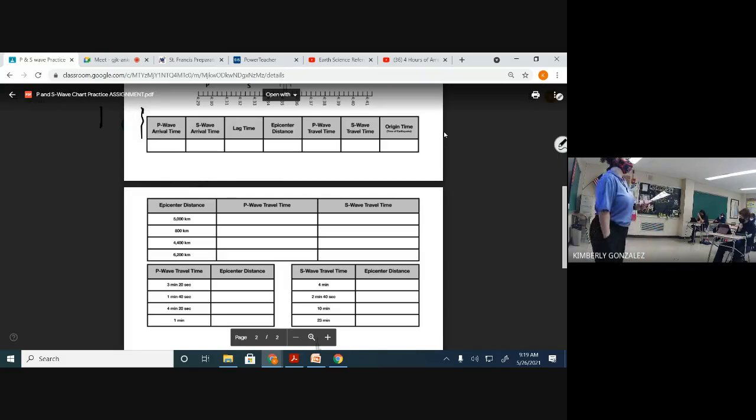Okay, so now we're going to turn the tables. If the P-wave travel time is 3 minutes and 20 seconds, the epicenter distance is what? 1,600. How'd you do? Good. Guys at home, how'd you do? Good. Okay, 1 minute, 40 seconds should be the epicenter distance of 200.